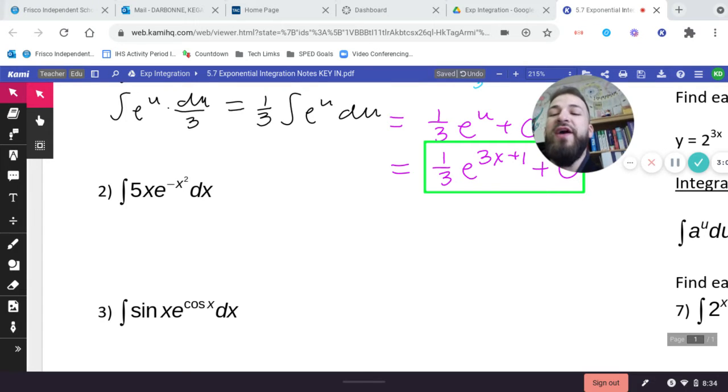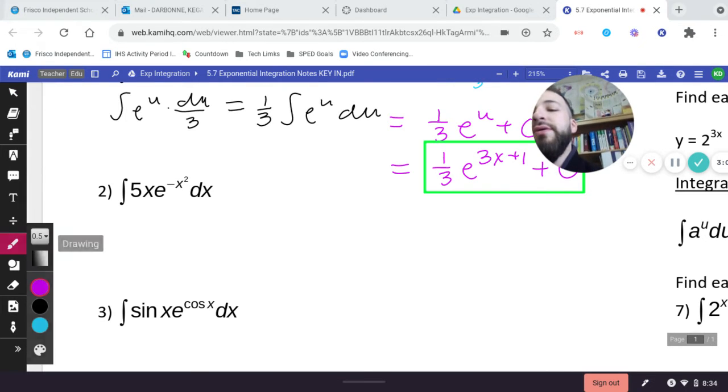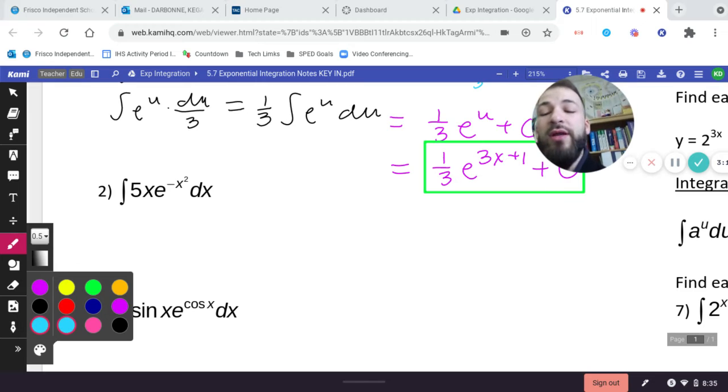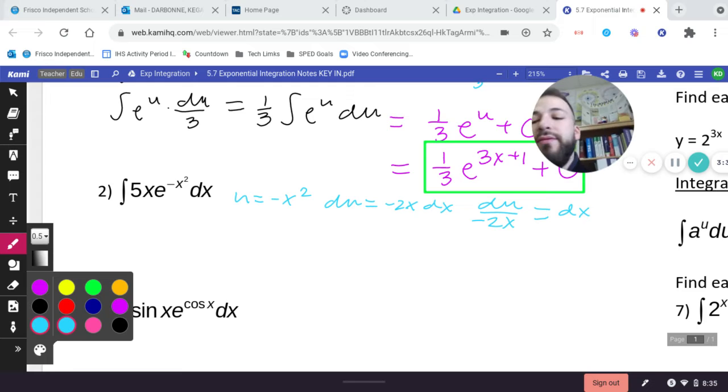So looking at number 2, we have 5x e to the negative x squared. So with e, even if there's other things in the integral, typically your u is always going to be whatever is up in that exponent of your e. So once again, negative x squared looks like it's going to be my u. I have x, negative x squared, so x squared's derivative should become x. So negative x squared makes a lot of sense as our u. So u is equal to negative x squared, which means du is equal to negative 2x dx, which means du divided by negative 2x is equal to dx.